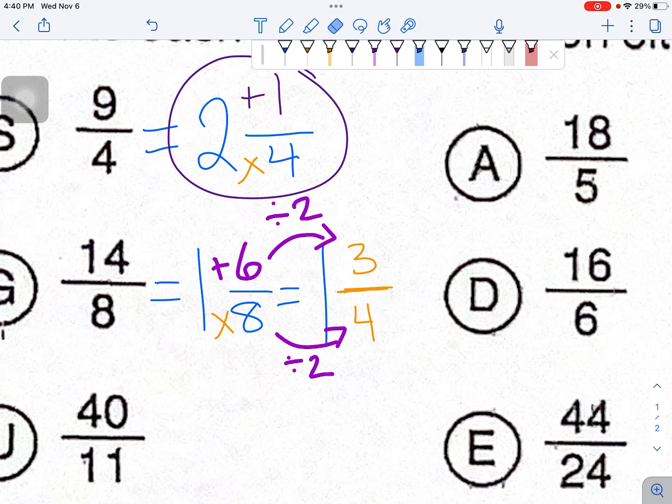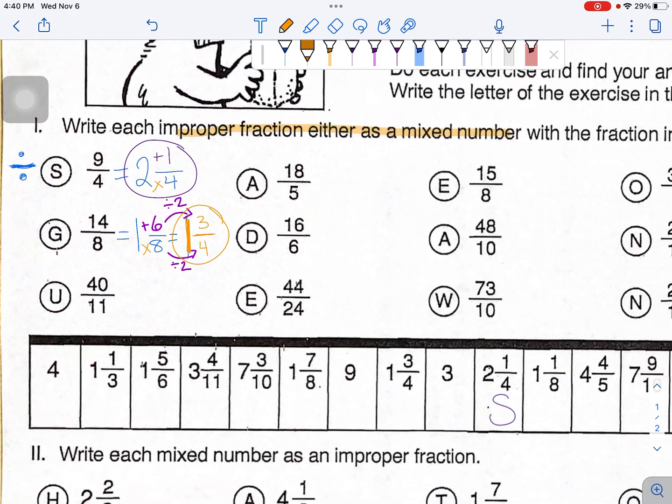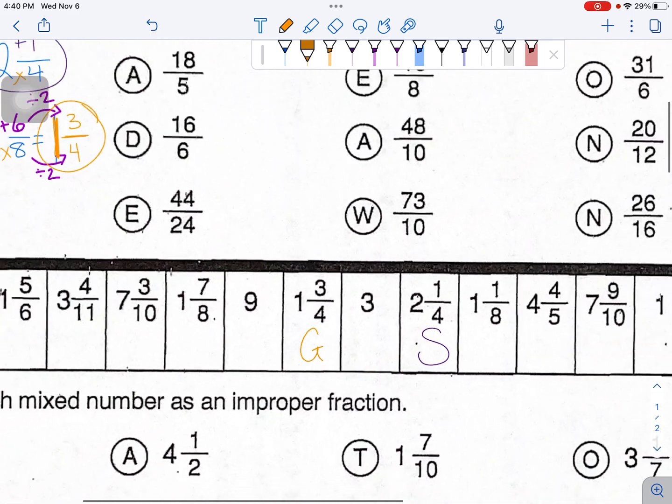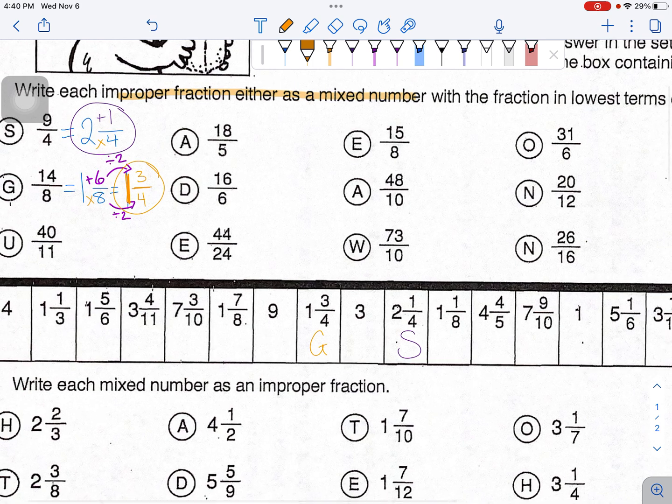That means the answer to this problem isn't just 3/4. Don't forget about that 1 in front. The answer to this problem is 1 3/4. So that's G, and that's right here, almost in the middle. I'm going to do one more, and then we'll look at the bottom, but most of you are pretty good at the bottom problems anyway.